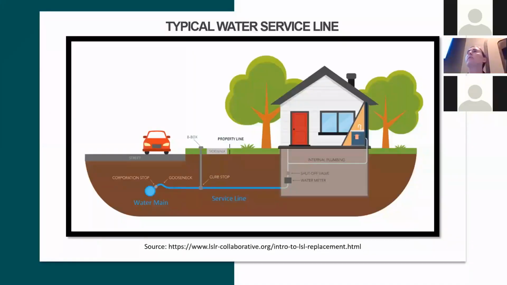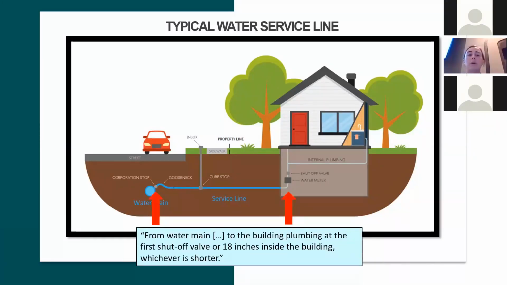This is a schematic you're probably all very familiar with, your typical water service line from main to meter. It's important to understand that under the new act, the water service line is classified as a whole. So it goes from the water main to the internal building plumbing, either 18 inches or to the first shutoff valve, whichever is shorter. This is regardless of public and private side ownership. Many communities split that ownership at the B box. You will be responsible for classifying and inventorying the water service lines as a whole, all the way to the house.